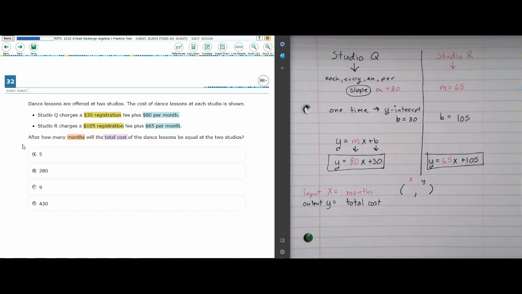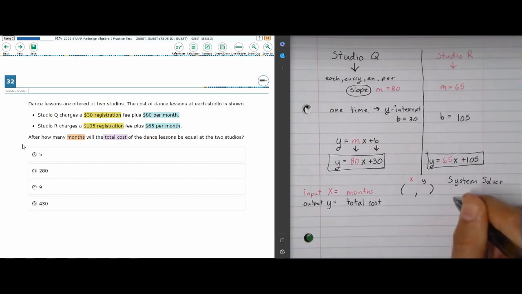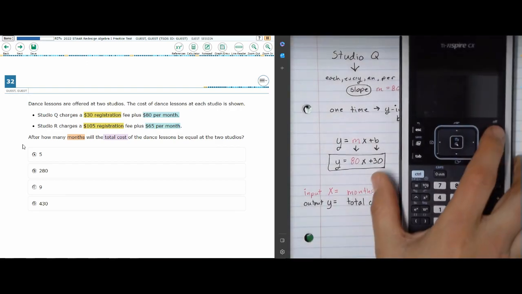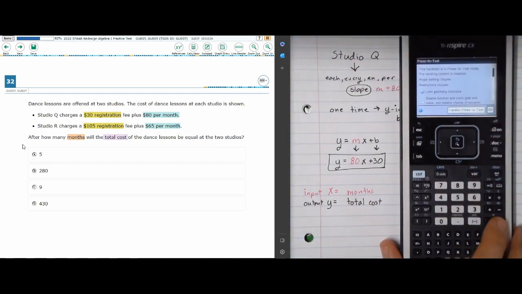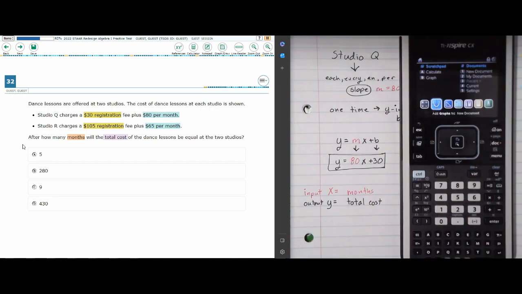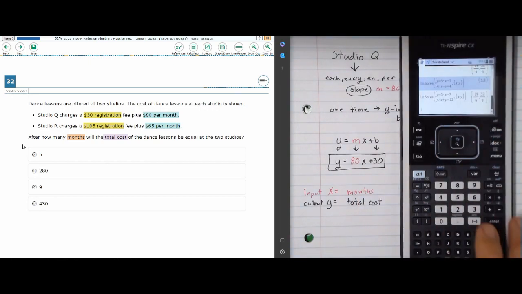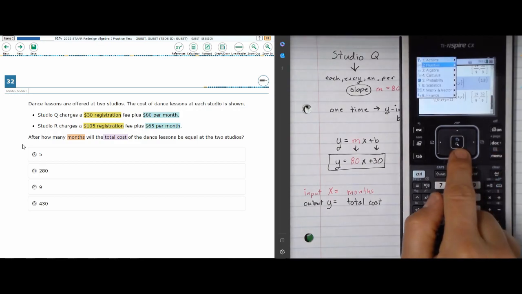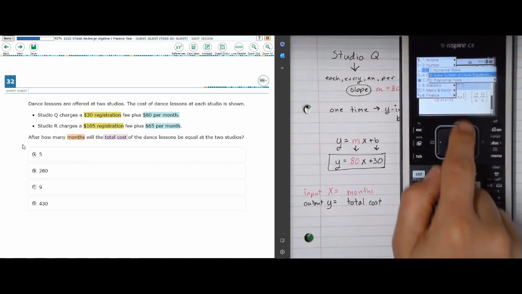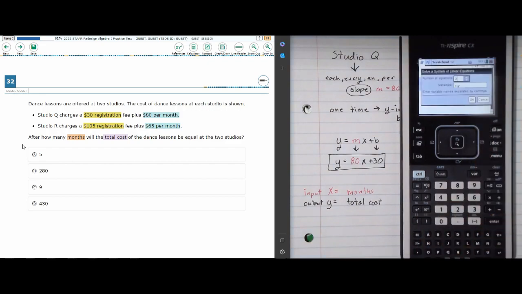Now I want you to remember to get to system solver, I'm going to write it right here, system solver, you're going to go to menu 3, 2, and calculate. So let's go and get the calculator real quick, and we're going to type these in. So I'm going to go home, and now that I'm home, I'm going to go up to calculate, and I'm going to hit menu. I'm going to go down to 3 for algebra, and I'm going to go down to 2 for system solver, hit enter, and I'm going to type in my first equation.